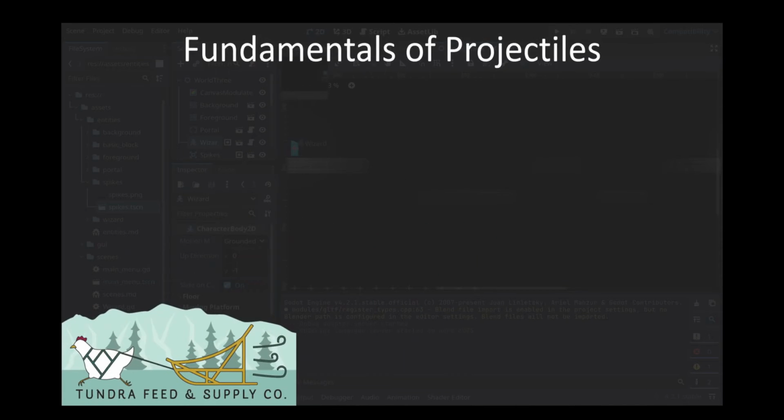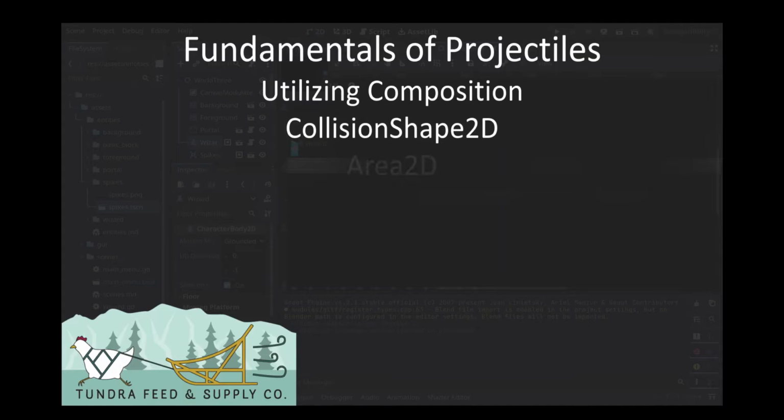Today we're going to be going over the fundamentals of projectiles for a 2D game. We'll specifically be making this for a top-down game, however these systems will also work for side-scrollers. We'll be using composition to create an extensible hit detection system with a deeper look into CollisionShape2D and Area2D nodes. We'll discuss collision layers and masks, and also utilizing signals.